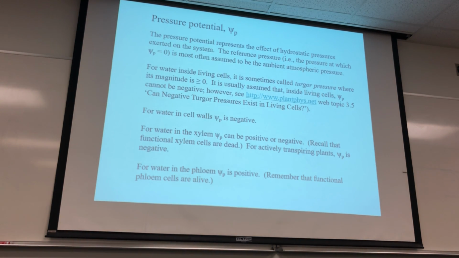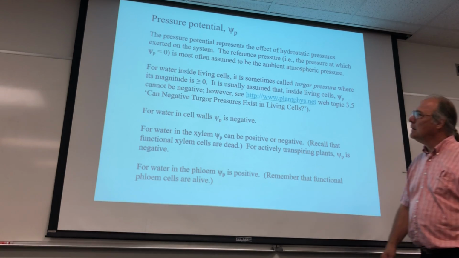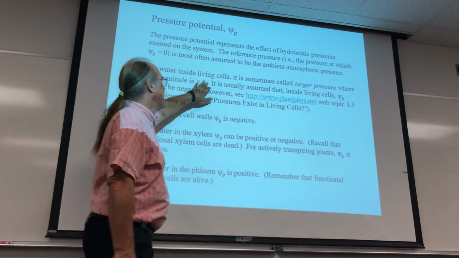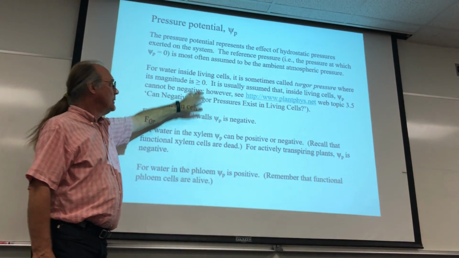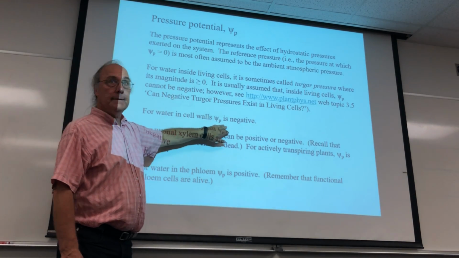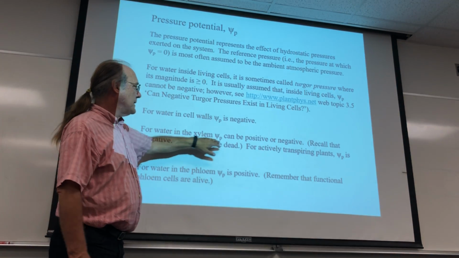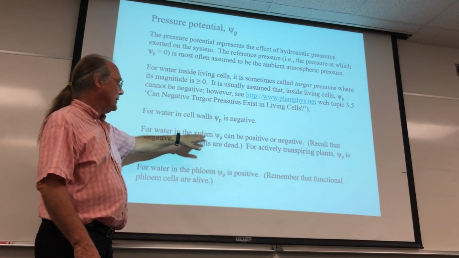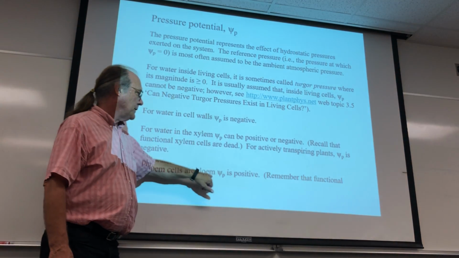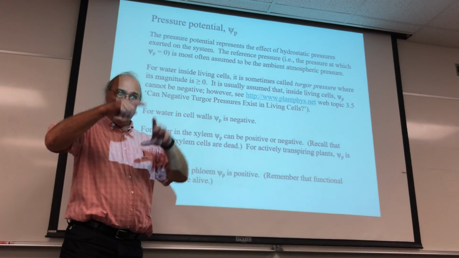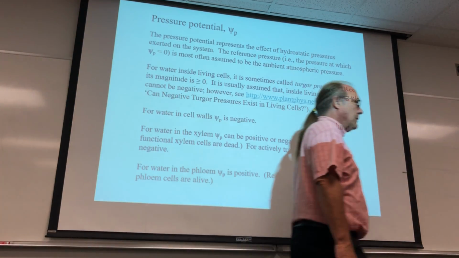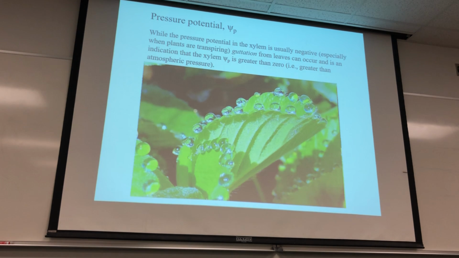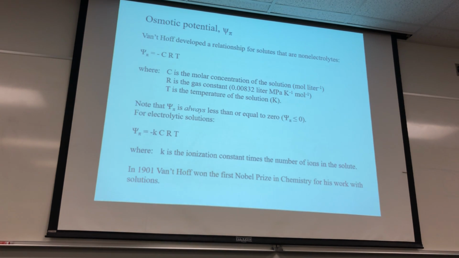The pressure potential, which for water inside living cells is greater than or equal to 0. For water in cell walls, it's negative. For water in the xylem, can be positive or negative, typically negative, especially if the plant is transpiring. And for water in the phloem, pressure potential is positive. So it can be positive or negative depending on what you're talking about. Osmotic potential.